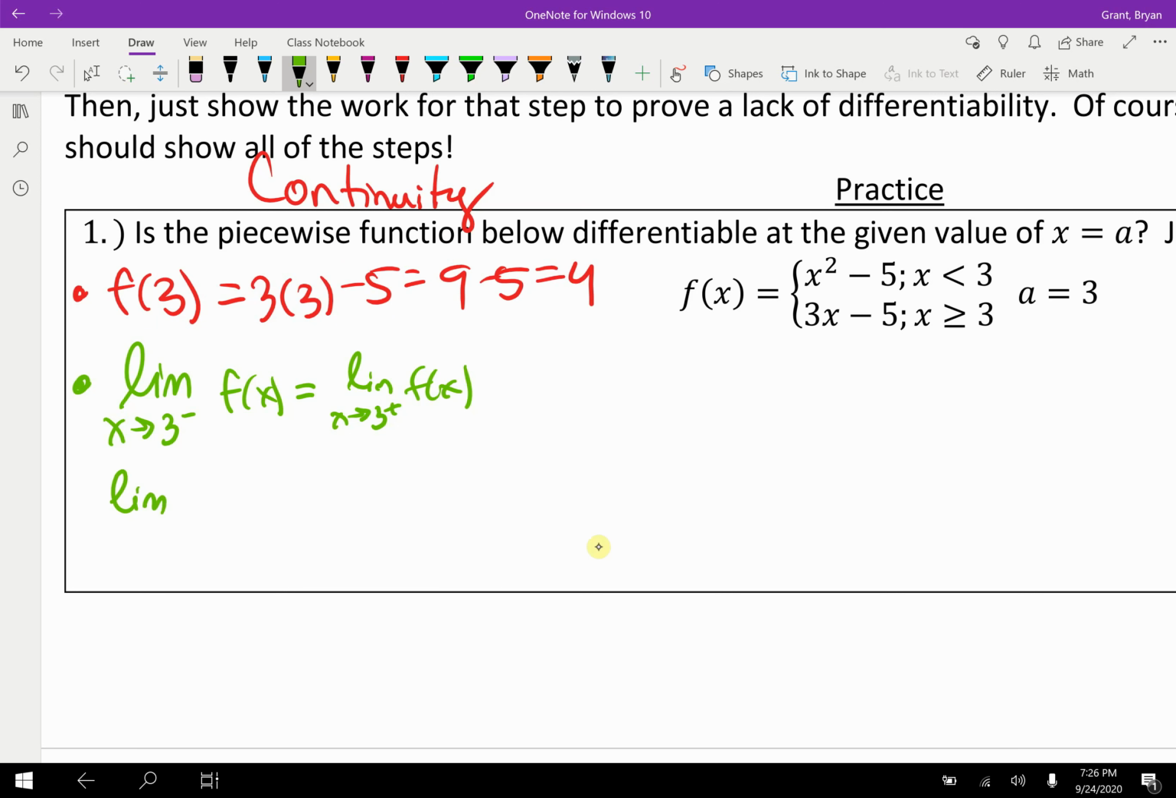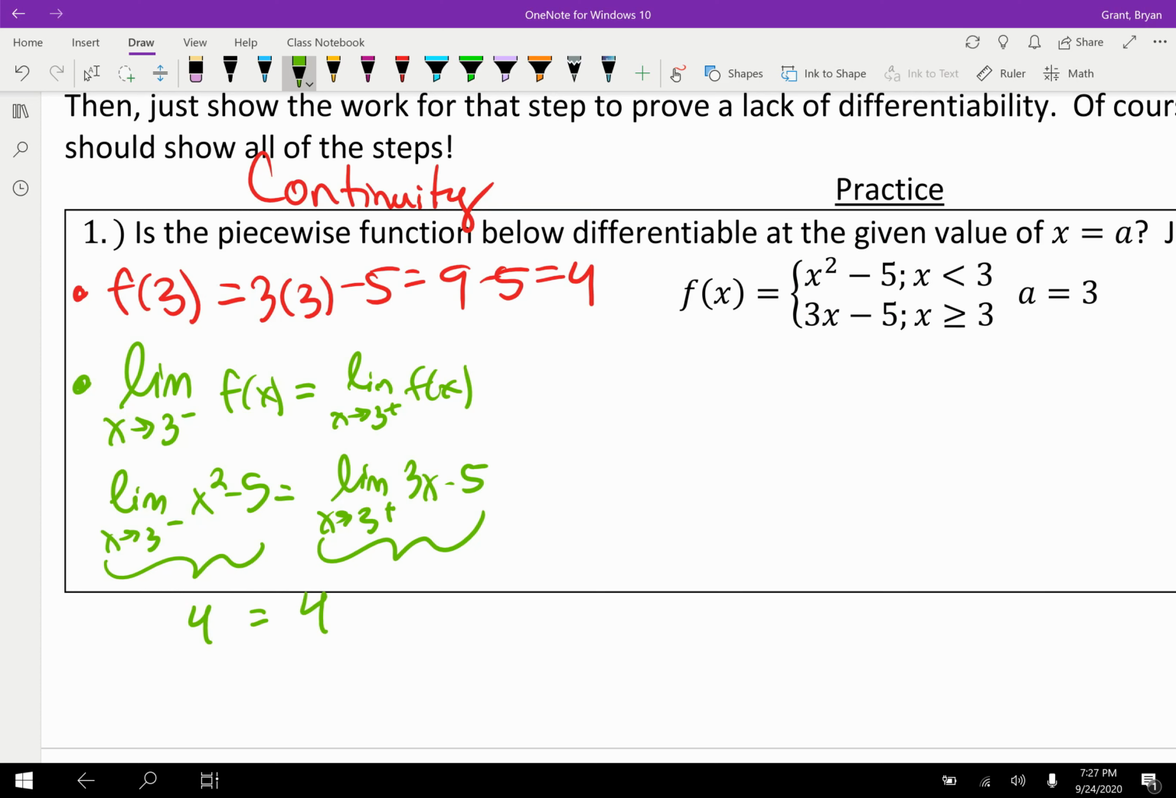And then from here, we're going to replace f of x with the actual branch that's in charge. So from the left side, that's x squared minus 5. And from the right side, I think that's going to be 3x minus 5. Okay. And then let's just plug in 3 and be done with it. 3 squared is 9, 9 minus 5 is 4, and over here, 9 minus 5 is 4.